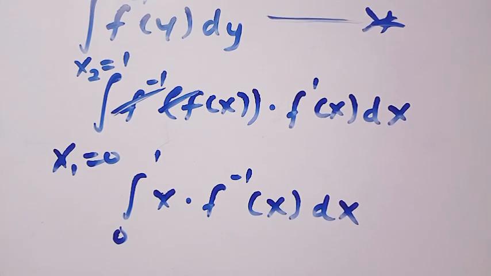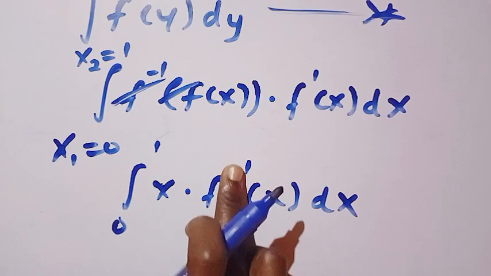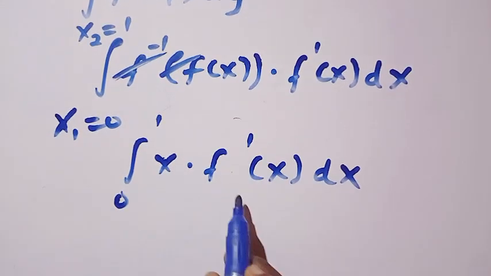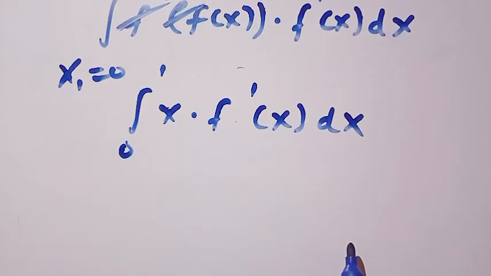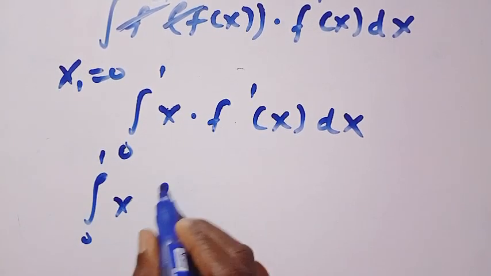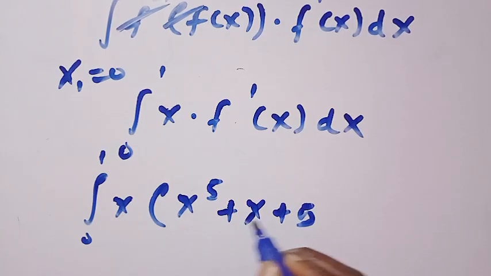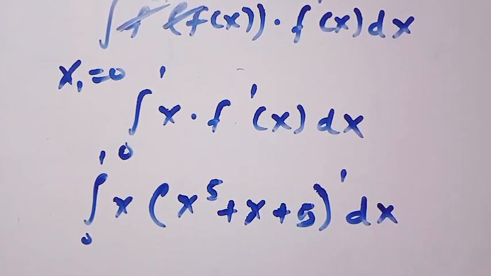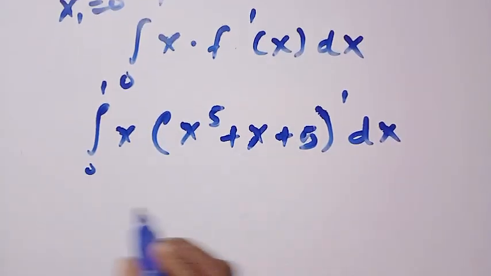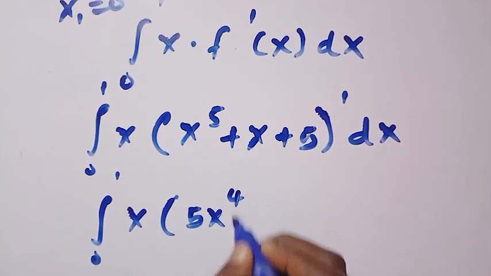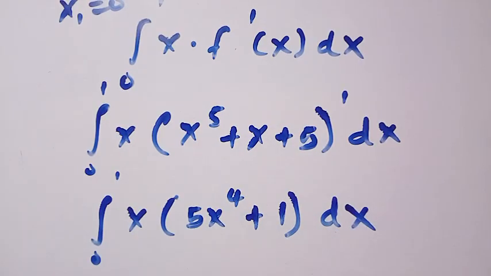But what is f prime of x? It is the derivative of f of x, because we take the derivative of it, not the inverse. So we have the integral from 0 to 1 of x times the derivative of x raised to power 5 plus x plus 5, multiplied by dx. When we differentiate this, we have the integral from 0 to 1 of x times 5x raised to power 4 plus 1, dx. So this is the power of functional equations. We are solving functional equations, and it leads us to an integral.